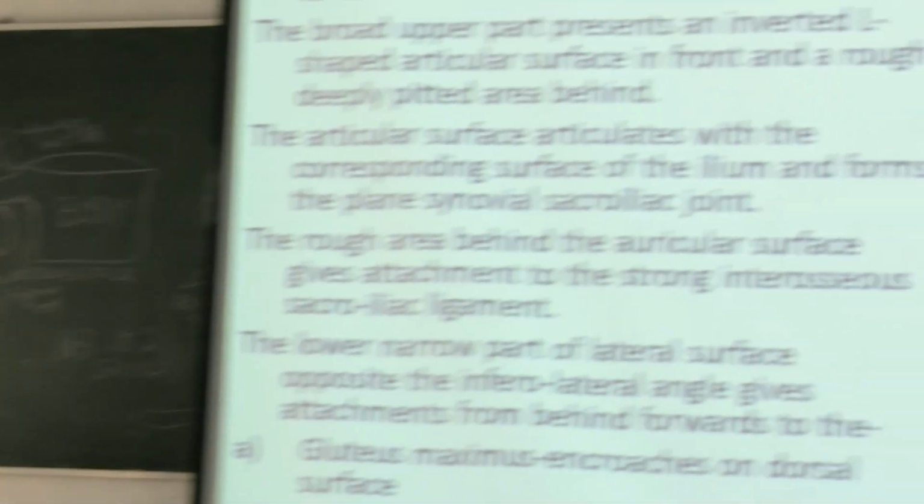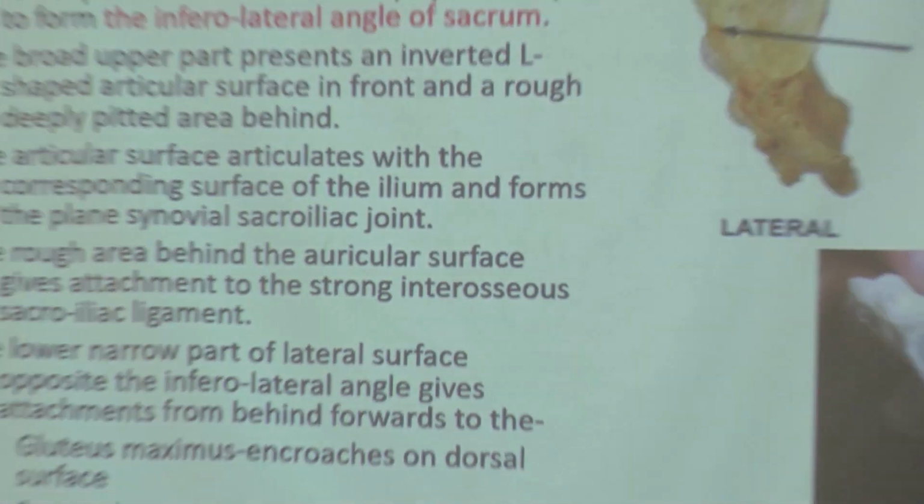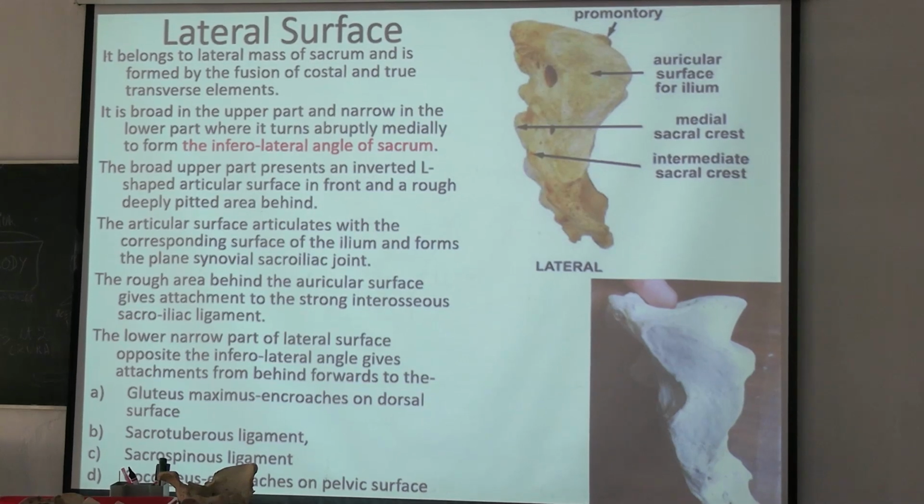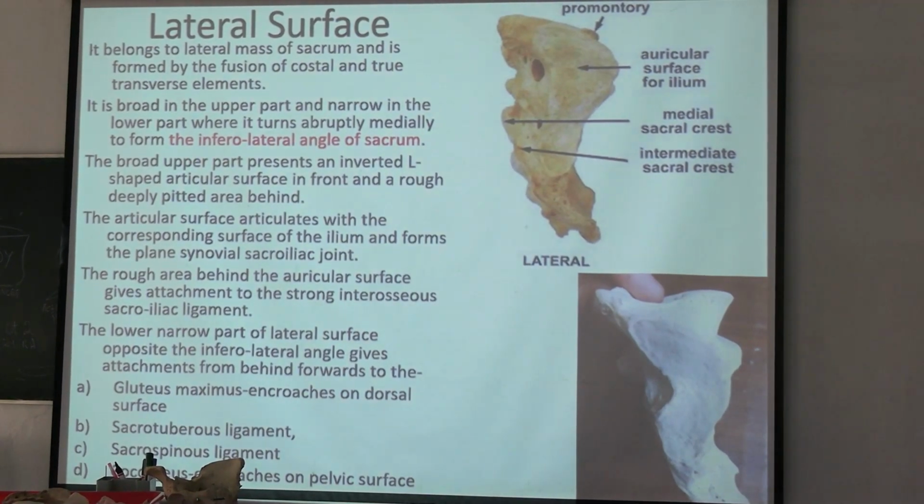Next, we go to lateral surface. So, we have completed dorsal surface, its attachments, different foramina, okay, like this. Next, go to lateral surface. This is lateral view of the sacrum. There is an inverted L-shaped articular surface, which is articulating with the hip bone, forming the sacroiliac joints.